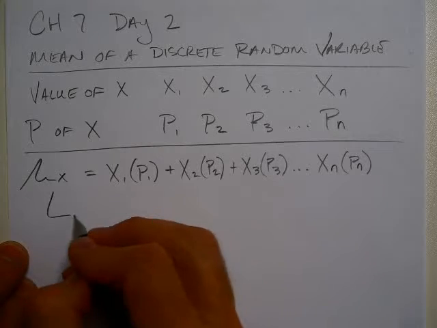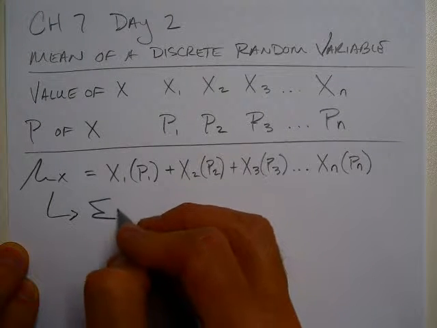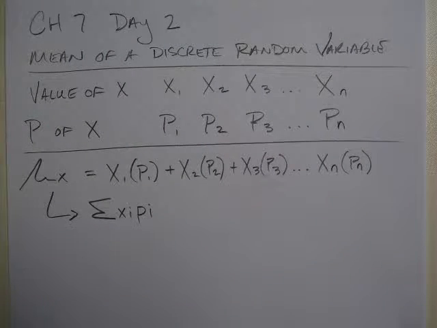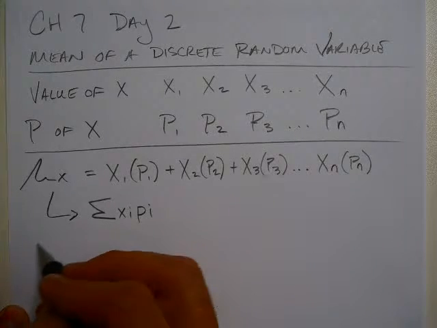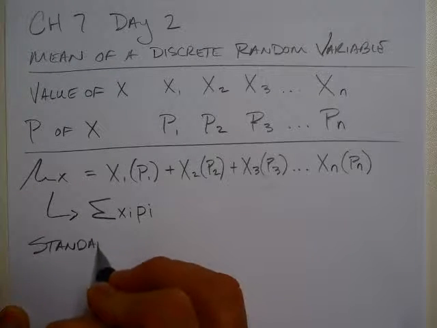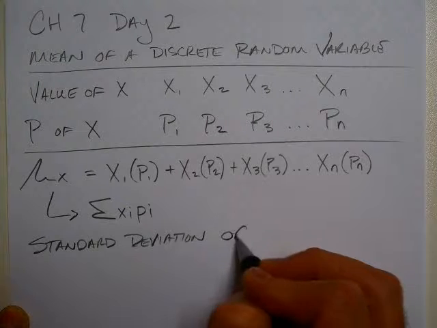A little simpler formula written, although maybe not necessarily to interpret, would be the sum of all the x's times all the probabilities in respect to one another, I guess you'd say. We'll do an example on this here in a bit. And so we have the mean of a discrete random variable. Now we need the standard deviation of a discrete random variable.